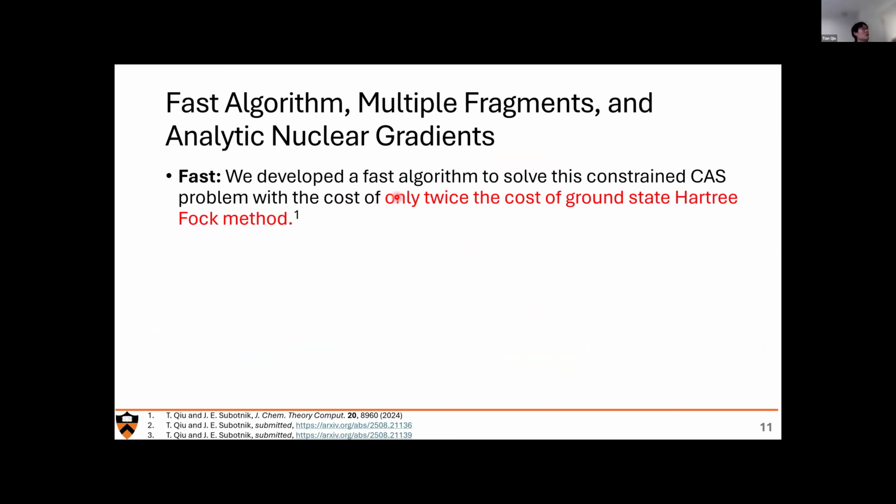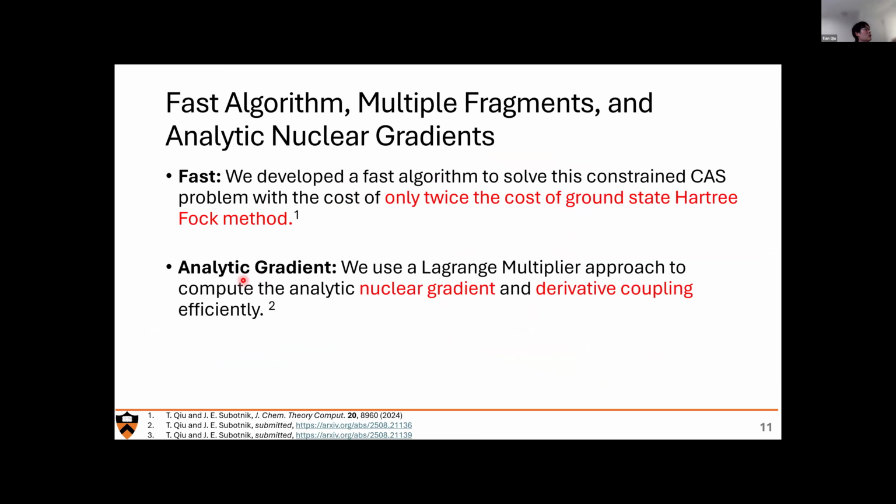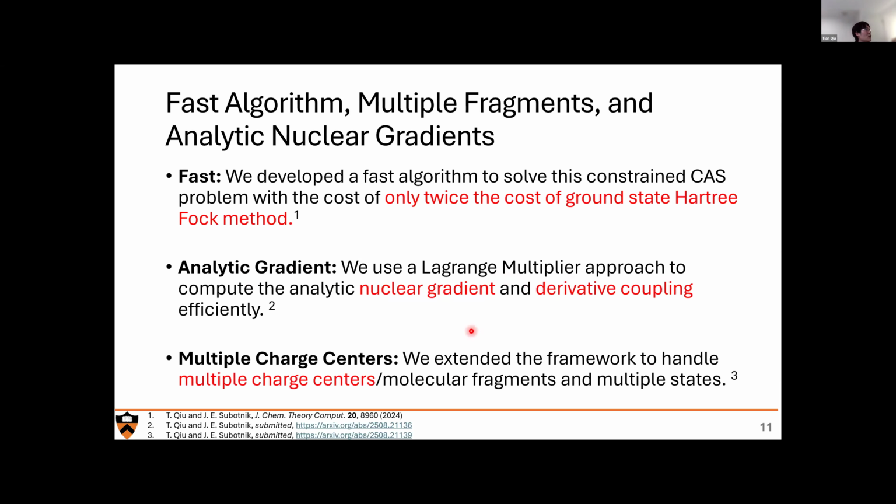Now we have found a way to make the cost of this constrained optimization problem only on the order of ground state level theories. We have also made it possible to compute the analytic nuclear gradients as well as the derivative coupling at the cost of ground state level theories, which are essential for running non-adiabatic dynamics. And we also extended the method such that we can study charge transfer across multiple charge centers, for example, charge transfer across a chain.